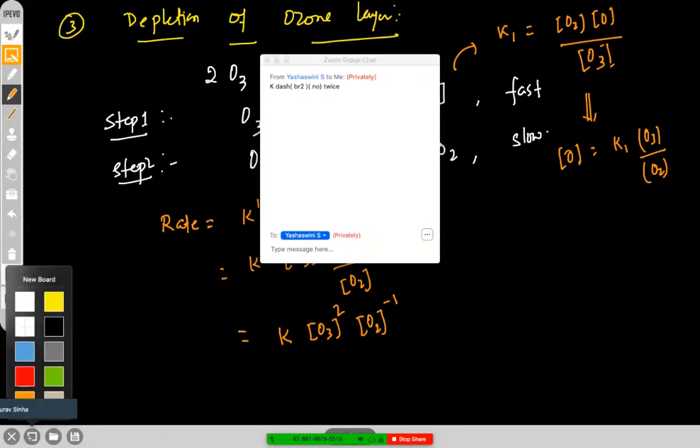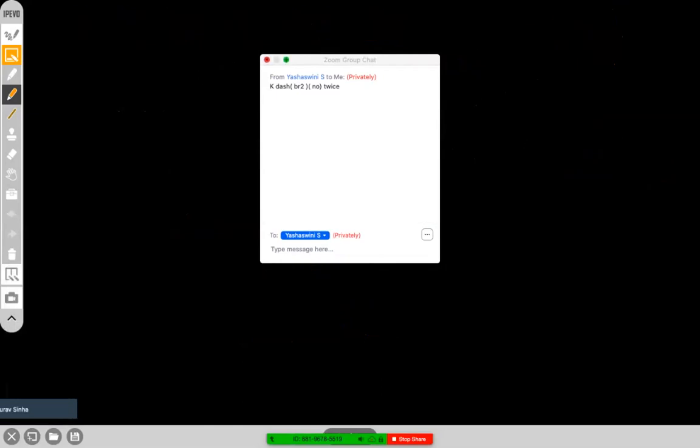Now you see the energy profile of a multi-step reaction. Write down energy profile of reactions. I'll write down. See here what happens. The reaction could be endothermic or exothermic, right?